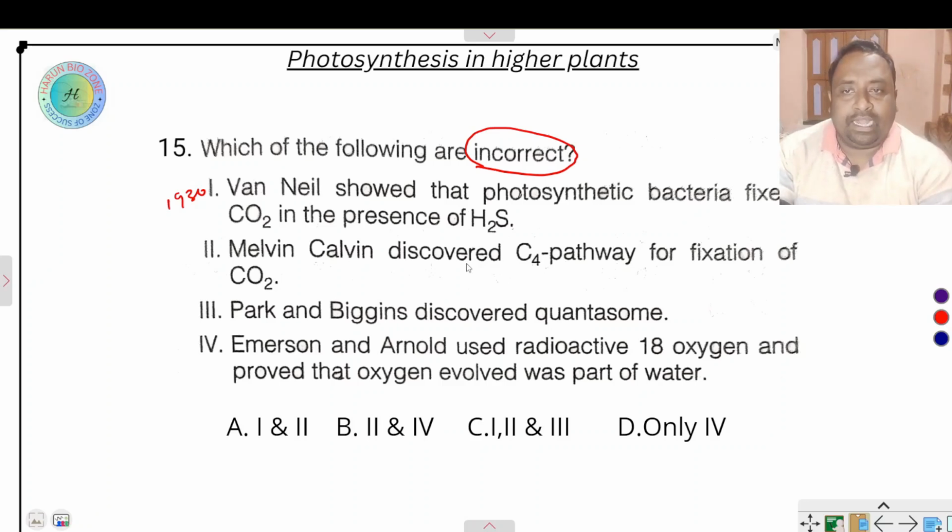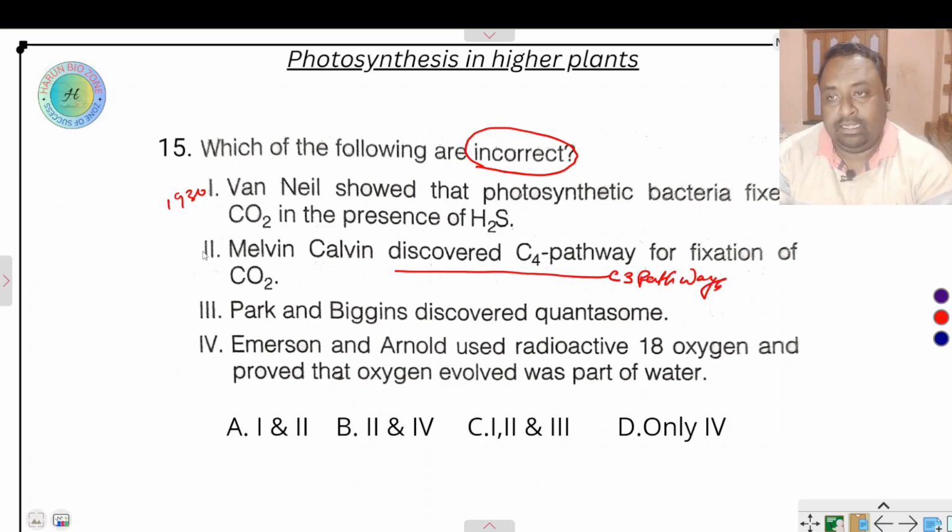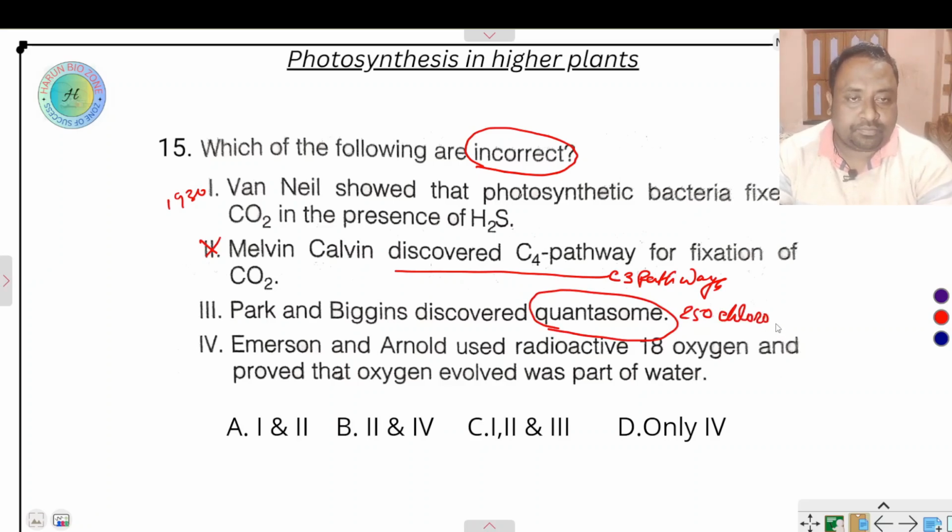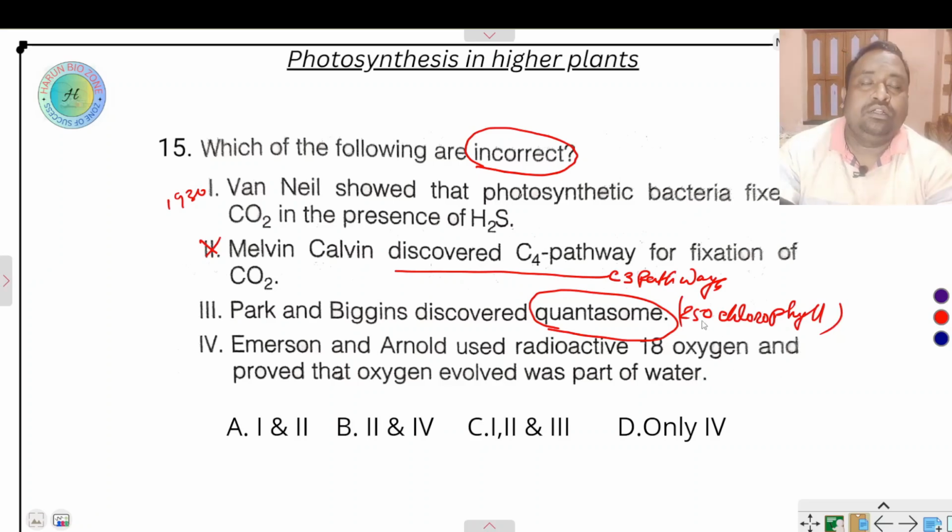Melvin Calvin discovered the C4 pathway? No, Melvin Calvin discovered the C3 pathway, or Calvin's cycle. This is the wrong answer. Park and Biggins discovered quantasomes. Quantasome is a unit of photosynthesis where 250 chlorophyll molecules remain attached and produce one single unit that helps in photosynthesis or absorbs light.